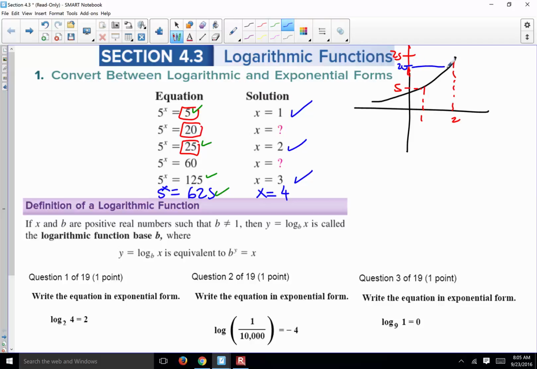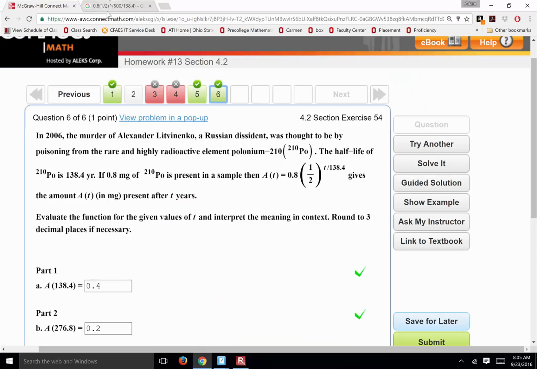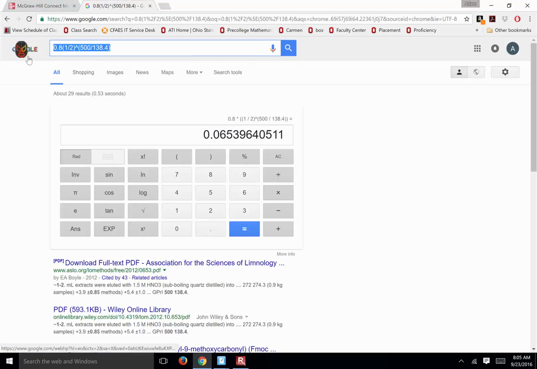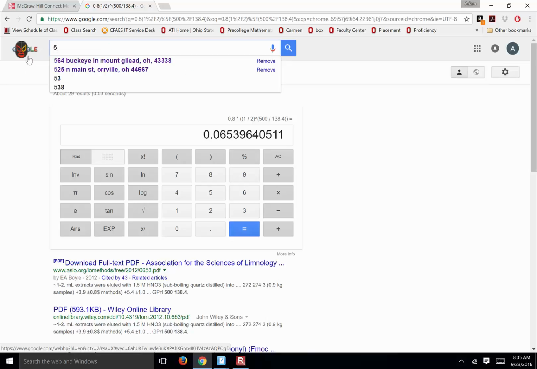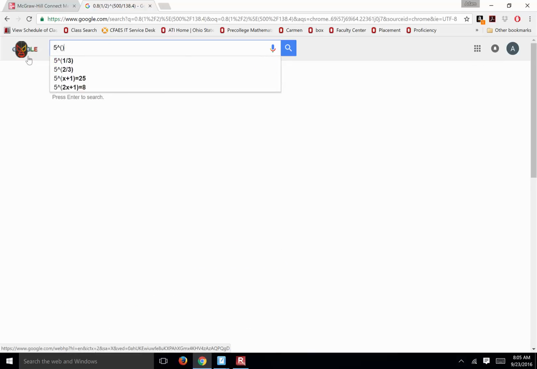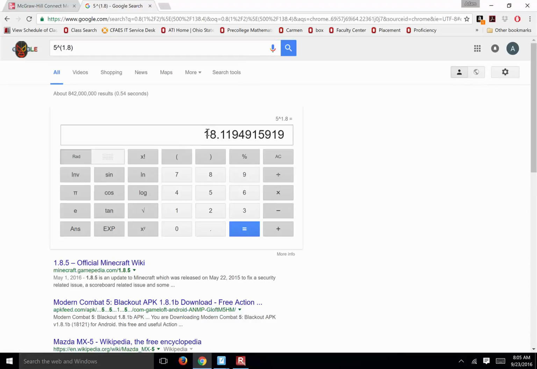So I'm guessing a close value to 2, like 1.8. Shall we try? 1.8. Let's try 5 raised to the power 1.8. Let's see. Google, tell us, please. Alright, you're close. You're not 20, but you're close. I need to increase this up.